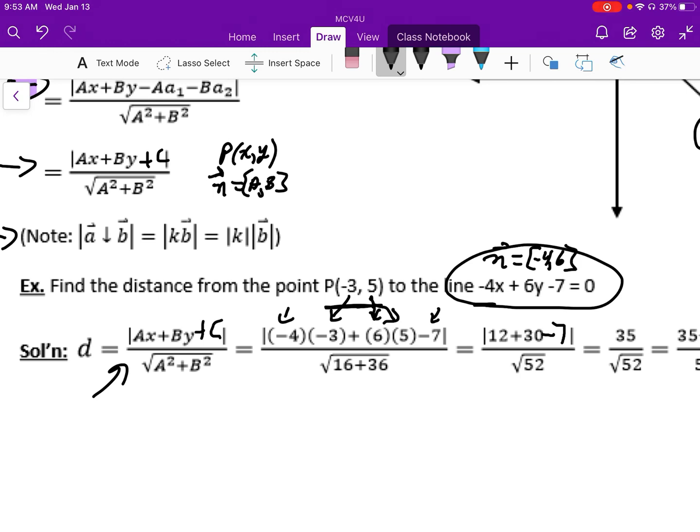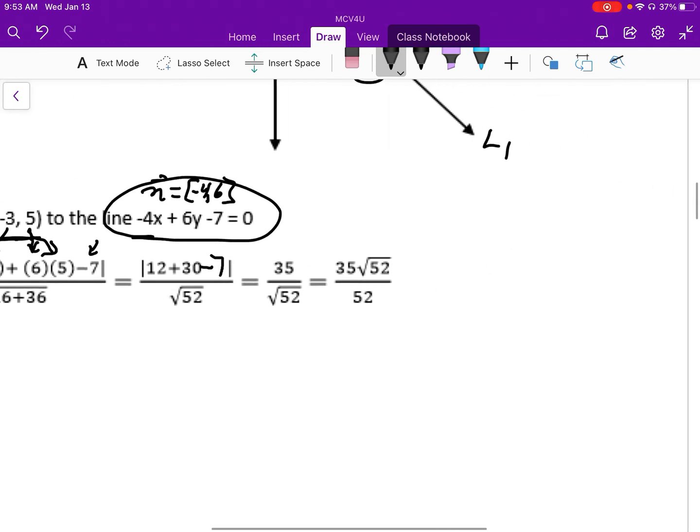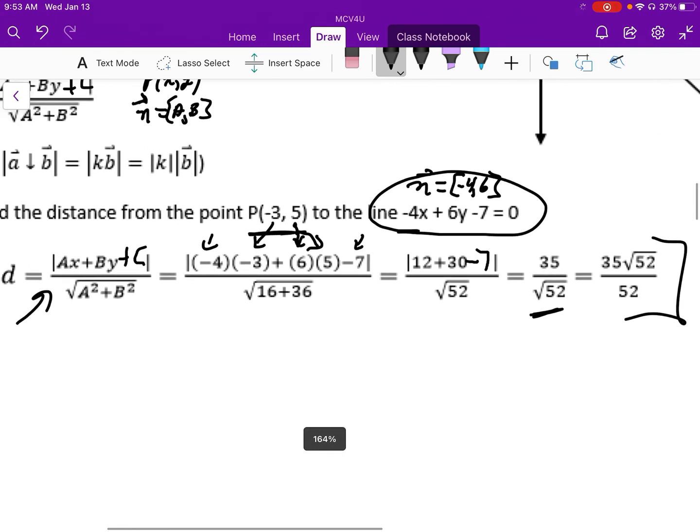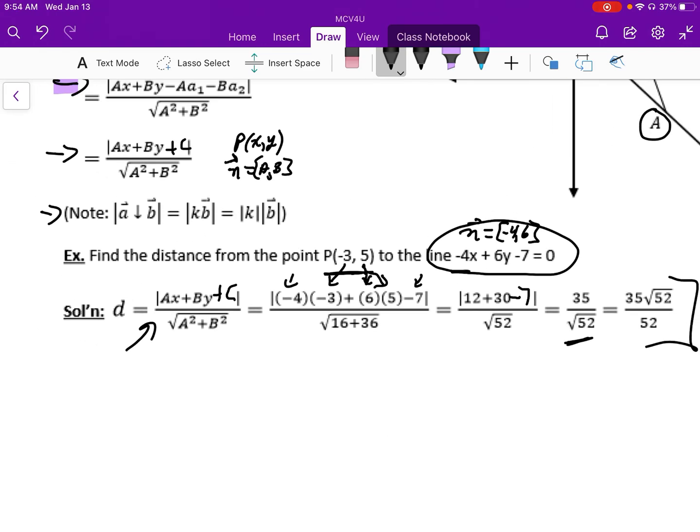You find the magnitude at the bottom, and you've got this 35 over root 52. If you want to rationalize the denominator, you end up with the final one here. Make sure you understand how to work that. So that is the distance in 2 space.